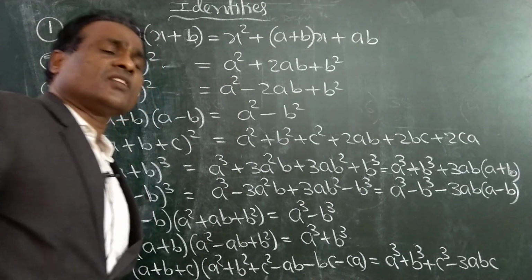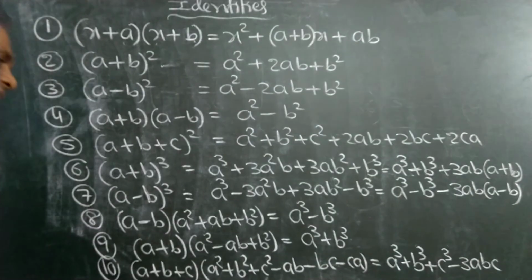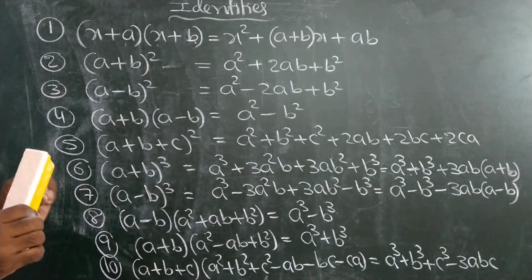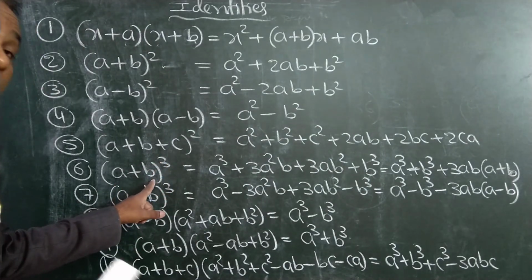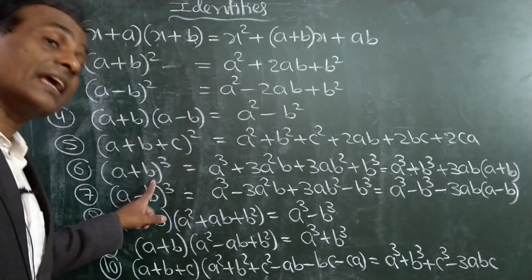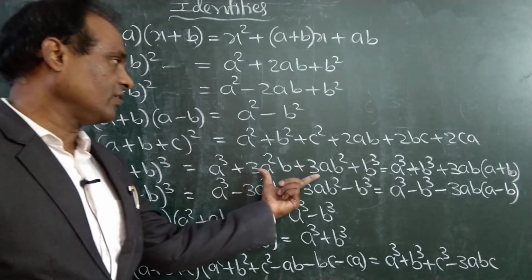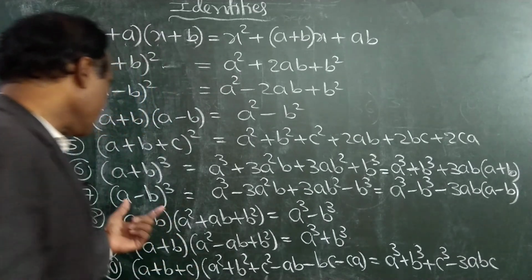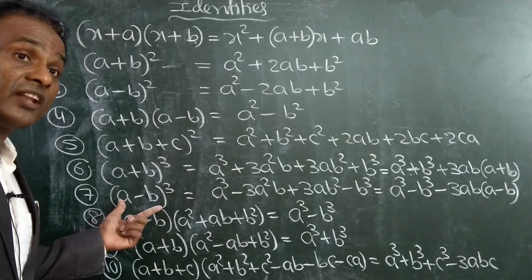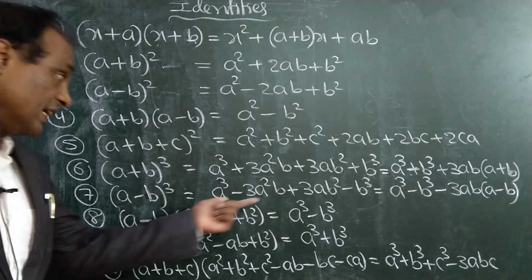So these are the 10 formulas, 10 identities, very simple to derive. If you multiply (a plus b) into (a plus b), then again multiply with (a plus b), this will be the answer. (a minus b) into (a minus b) into (a minus b), you multiply three times, you will get this answer.